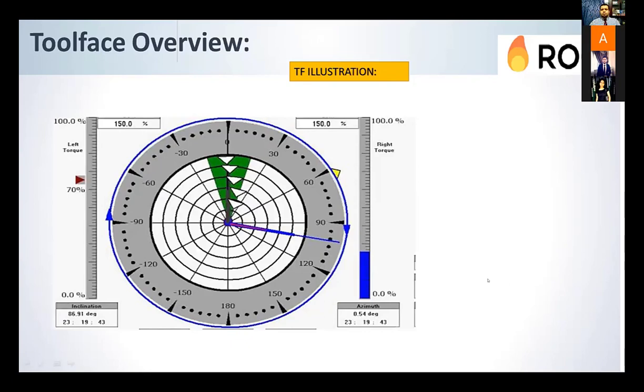So the blue to green line shows the magnetic north, and that's why we should adjust our angle to go and to steer to that direction.